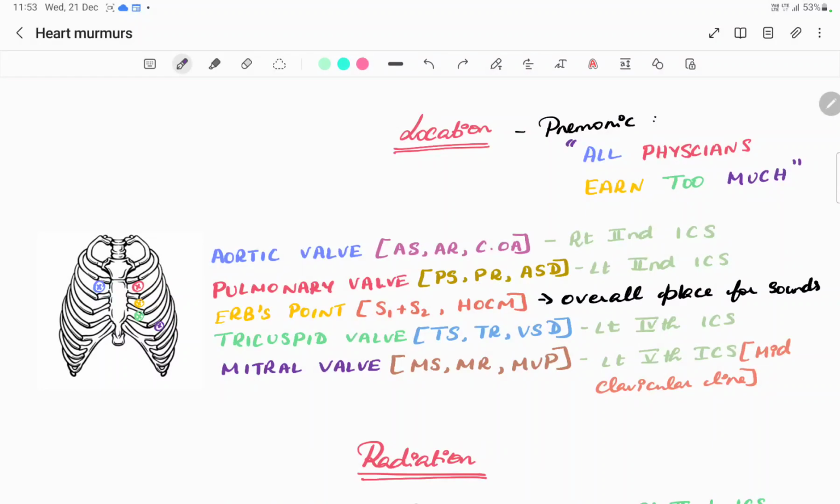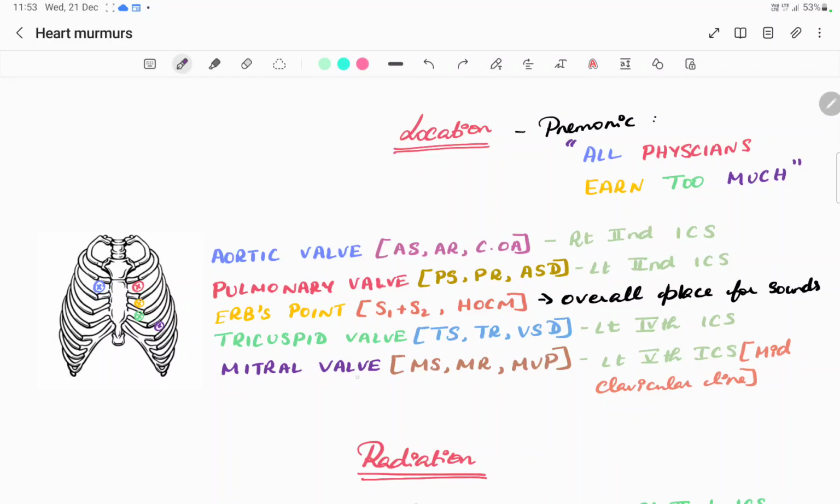Apart from that, atrial septal defect. Coming to Erb's point. Erb's point is just below the pulmonary location, that is in the left third intercostal space. There we overall hear all the basic heart sounds like S1, S2, and hypertrophic obstructive cardiomyopathy. Then tricuspid valve, that is in the left fourth intercostal space. So all of these are parasternal. In the left fourth intercostal space, we listen for tricuspid stenosis, tricuspid regurgitation, and ventricular septal defect.